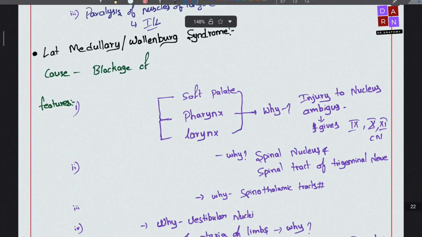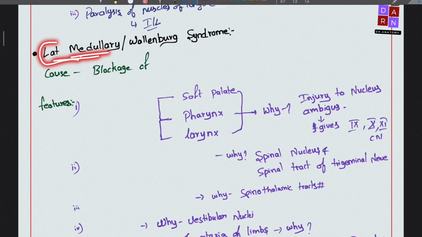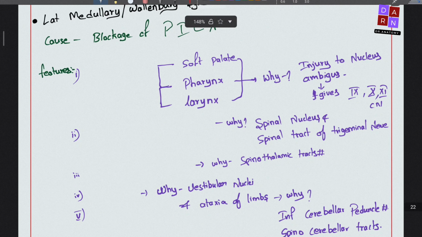Next we are going to discuss the most important one, lateral medullary or Wallenberg syndrome. The name itself tells us the lateral part of the medulla is damaged. Which artery is blocked? The posterior inferior cerebellar artery. Yes, blockage of the posterior inferior cerebellar artery. What are the clinical features of lateral medullary or Wallenberg syndrome?